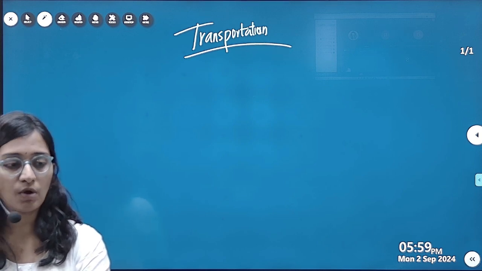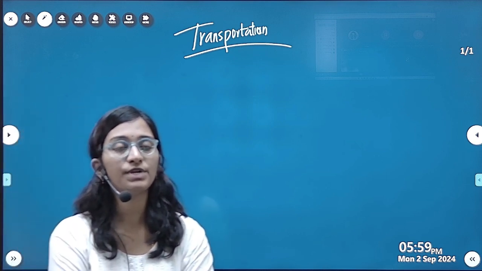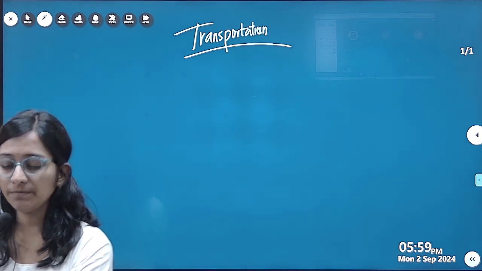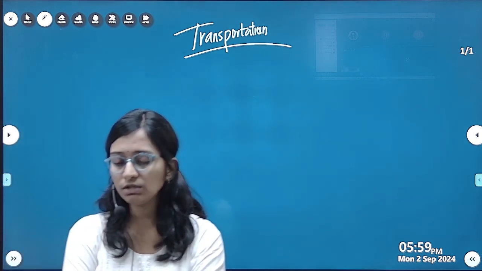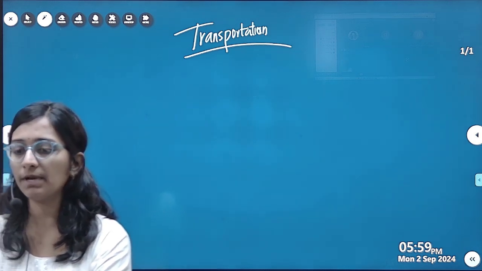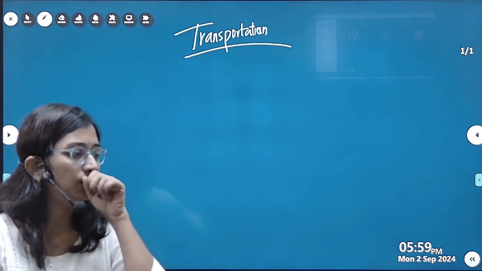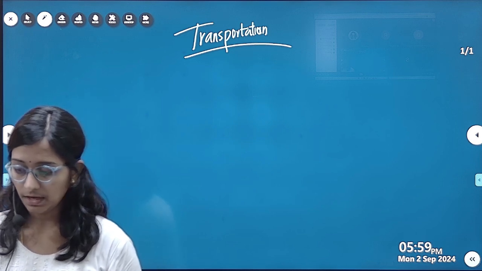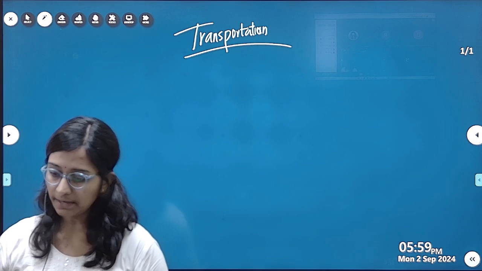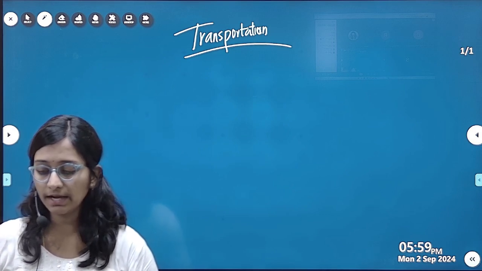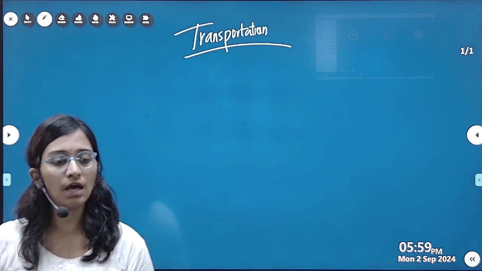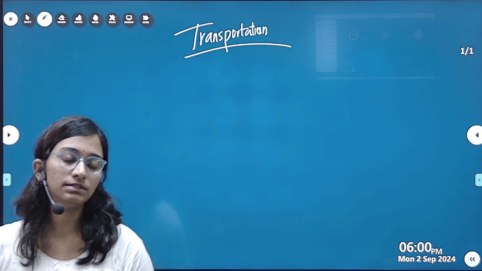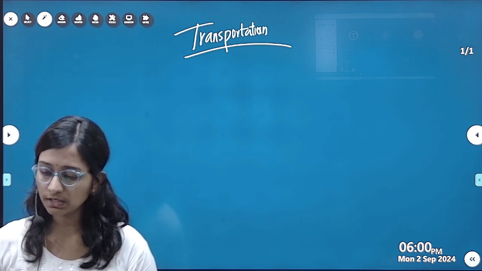A transportation problem is said to be balanced when the total demand is equal to the total supply. And it is unbalanced if they are not equal.